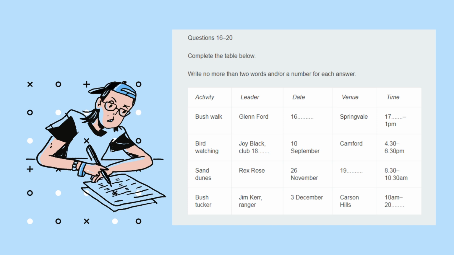The last trip on the program is the Bush Tucker excursion on the 3rd of December with Ranger Jim Kerr. This will be at Carson Hills, and the presentation and demonstration will take place from 10 a.m. till 11:30, but be prepared to stay on for the barbecue and Bush Tucker lunch at 12 o'clock. I expect we'll wind up at 2, and you can head for home at that time. Well, that's all I have to tell you. A booklet will be mailed out to you later with those events, dates and times, but don't wait, put them on your calendar now.